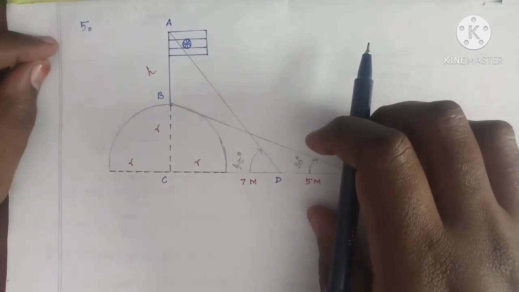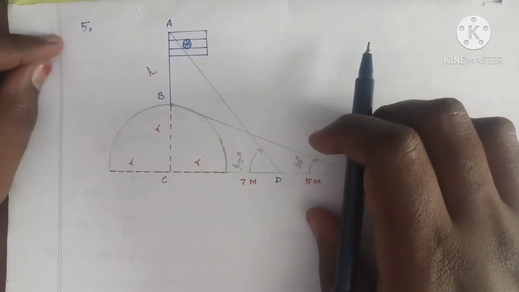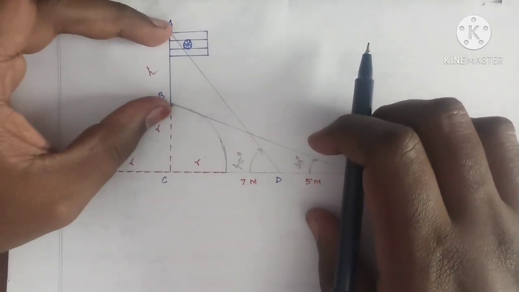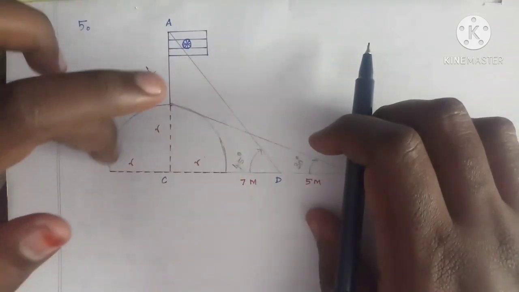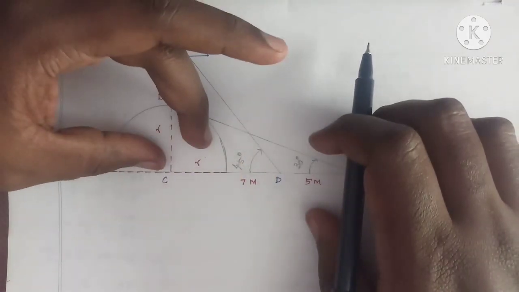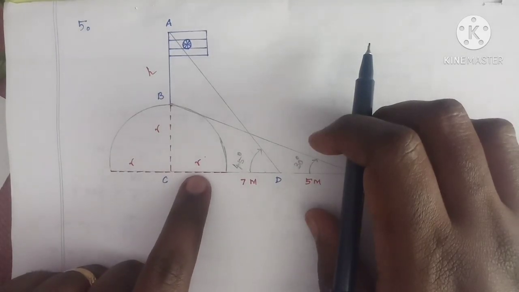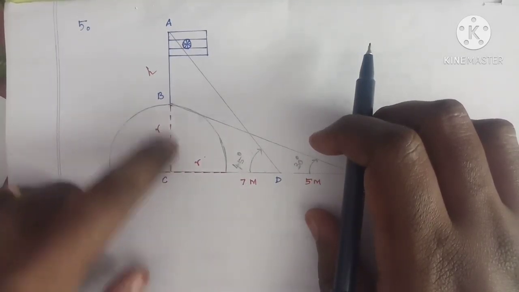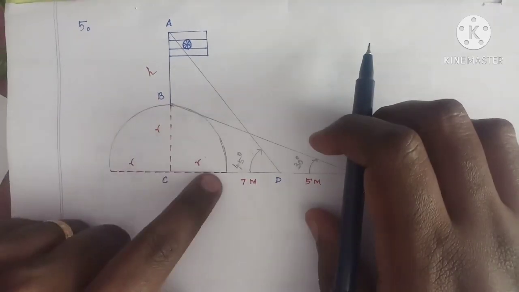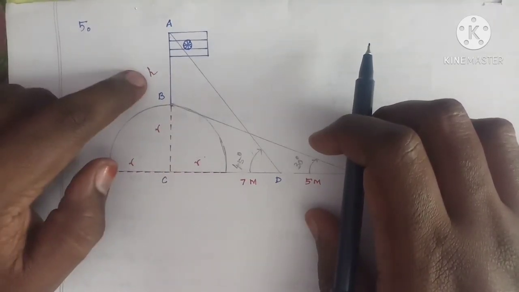Exercise number 6.2, question number 5. The question is, a flag post stands on the hemispherical dome. You can see this. This is the hemispherical dome of radius r meter. This is radius, this is radius, this is also radius. So r meter. And the height of the flag post is h meter.